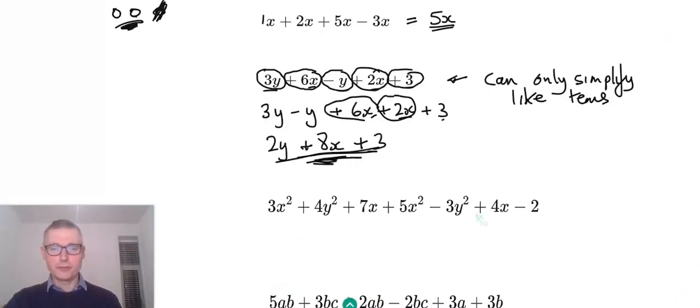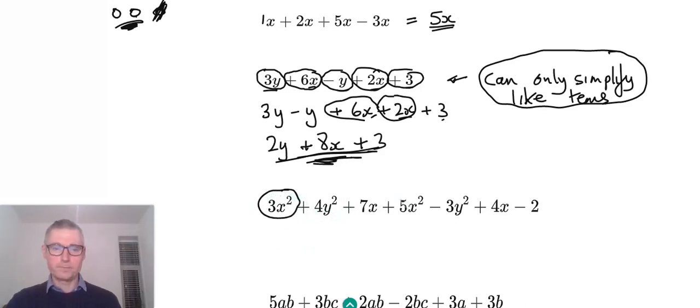So now I'm going to look at one that might look a lot more complicated, but the same principle is going to apply: we can only simplify like terms. So I'm going to try and find the like terms and put them together just by moving them around as though they're counters. So I've got 3x squared and 5x squared, and I nearly missed that off, I've got a plus in front of it. That's got to go with it. So I'm going to take the 3x squared and add to it 5x squared.